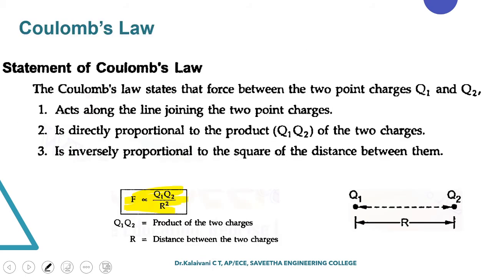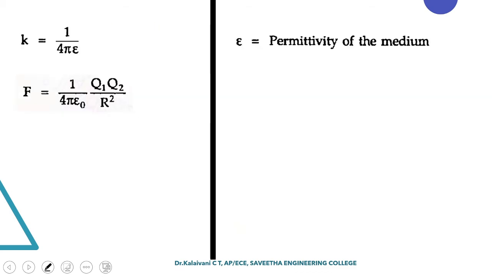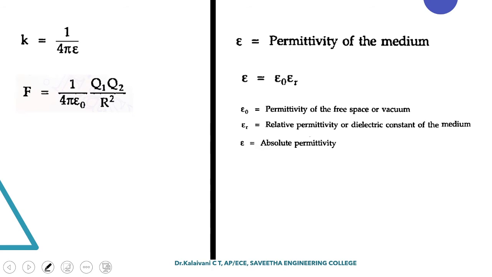Now, we have a constant here. Why do we need a constant? The proportionality sign is replaced by a constant. So you will get F is equal to 1 by 4 pi epsilon Q1 Q2 by R square. So K is equal to 1 by 4 pi epsilon. What is this epsilon? Epsilon is the permittivity of the medium. Epsilon is equal to epsilon naught into epsilon R. Epsilon naught is the permittivity of free space or vacuum. Epsilon R is the relative permittivity. Epsilon is the absolute permittivity.